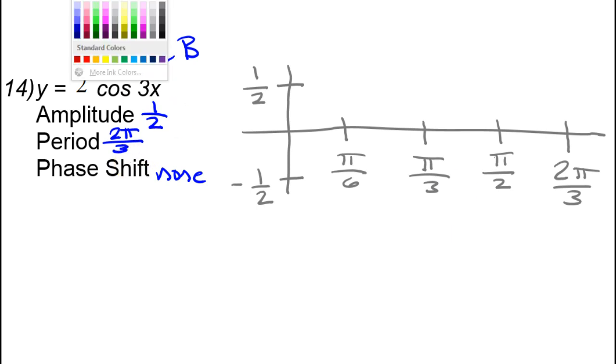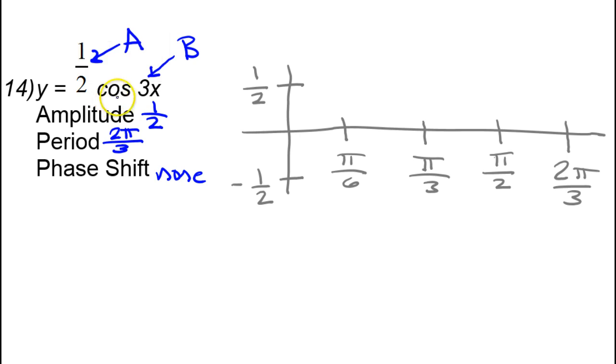Now we can just sketch the graph using the normal pattern. This is a cosine function, so it should start off at its highest value, and then it should fall to the midline, and then it should drop to its lowest value, and then back to the midline, and it should end up at its highest value. I don't know why this disappeared. Okay, that's weird. Anyway, that's it.